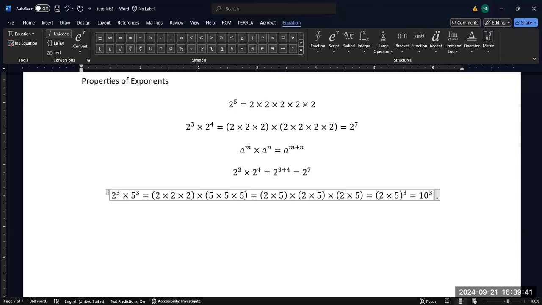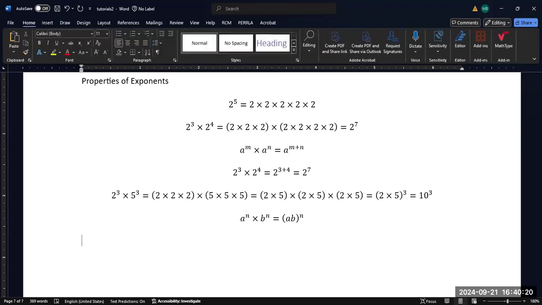Now, the important thing is that this only works when the bases are different, but the powers are the same. If the bases are different, but the powers are different, you can't do this because they won't pair up pair by pair. You won't have the same number of pairs of these different exponents. So when they have the same exponent, you can multiply the bases. So a to the n times b to the n, so same exponent, you can get ab to the n. So you can multiply the bases. But again, only when the exponent is the same.